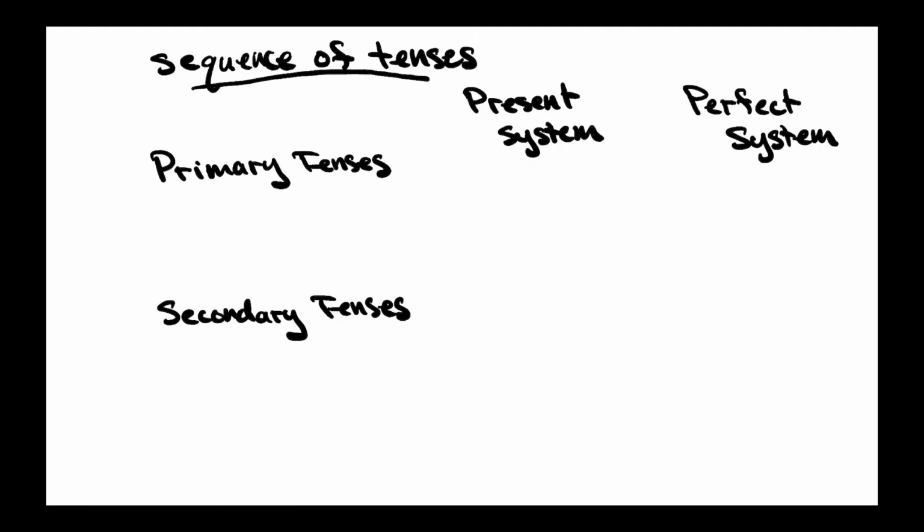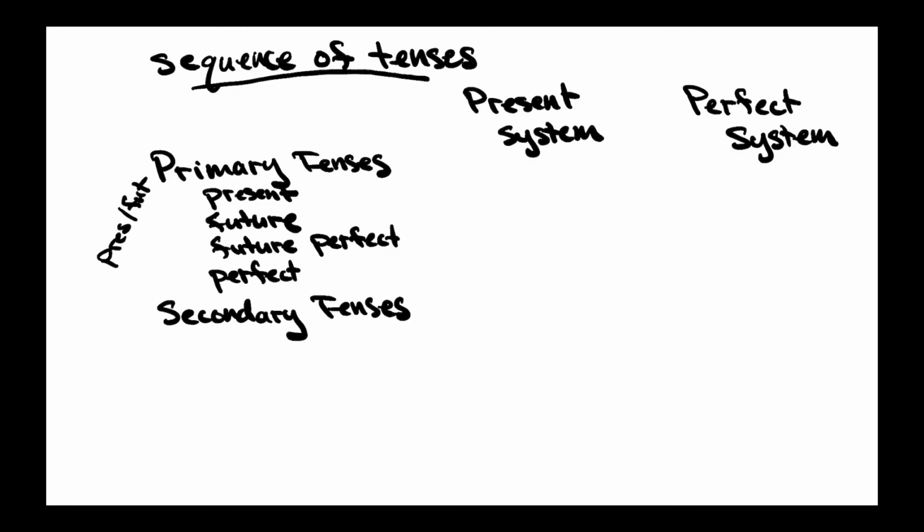So what does this mean? Well, the primary tenses are the tenses that are present or future. And so that's pretty easy to list, right? The present tense, the future tense, the future perfect. See, this is not the same as the present system and the perfect system. This is a different way to categorize them. And then, surprisingly, the perfect.